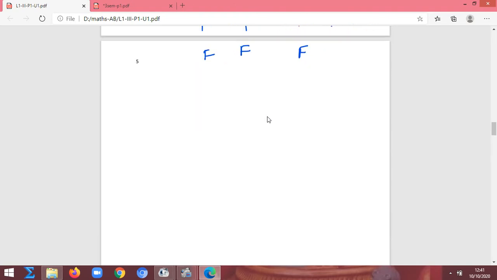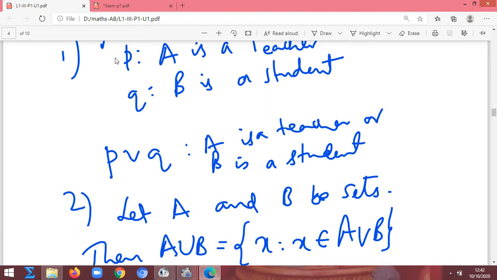Okay. So now we shall see the third logical connective, that is negation. Already we have seen conjunction and disjunction. In this class we are going to see what is a negation. Okay. So that is third logical connective. Okay. So that is negation.